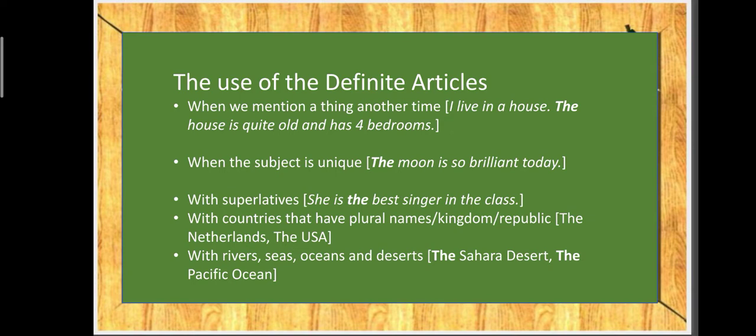Next one is with superlative degrees. She is the best singer in the class, right? So with superlative degree also we use the before it. Besides this, with countries that have plural names, kingdom or republic. For example, the Netherlands, the USA, we always use the before these words. With rivers, seas, oceans and deserts, with their names also, even with the names of newspapers and magazines also, we put the before them. For example, the Sahara Desert, the Pacific Ocean, the Tribune, the Indian Express. This is the way we are using the in sentences.